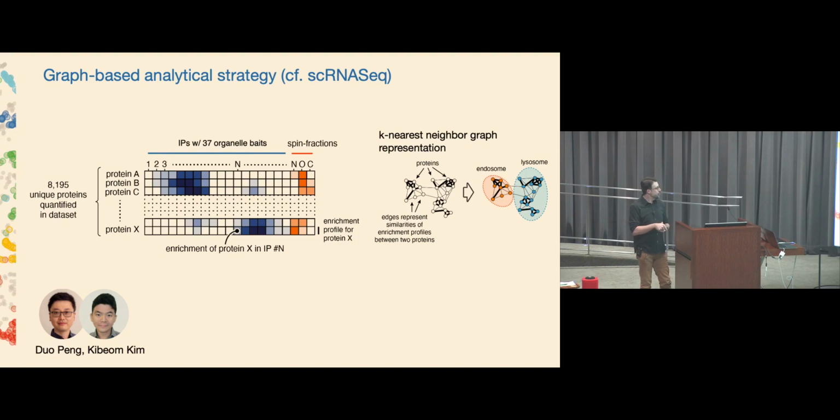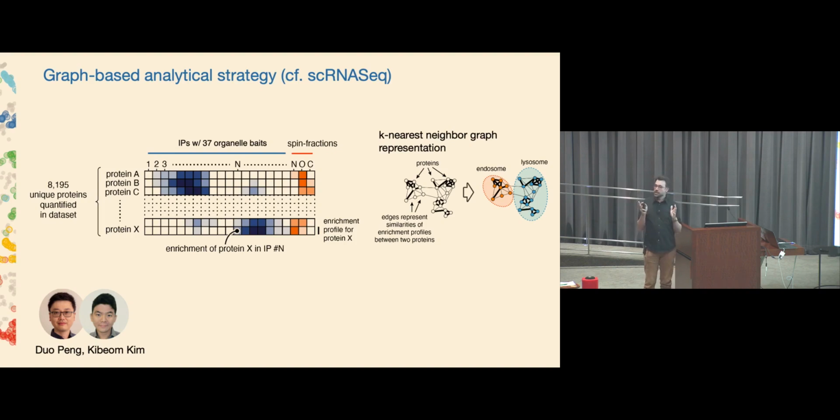And Duo and Kibom were thinking a lot about how to approach the analysis of this data set. And what they decided to do at the end was to borrow a playbook from single-cell RNA-seq analysis, where we transform this very large matrix into a graph. So this is one of these nearest neighbor graphs. Specifically, for each protein, we're identifying the 20 other proteins that share the most similar enrichment profile. And we're going to connect all these different proteins at the level of a graph, and we iterate that across the entire data set.